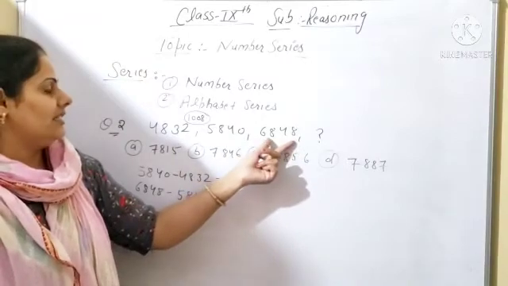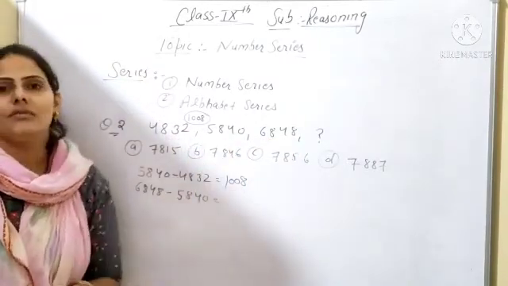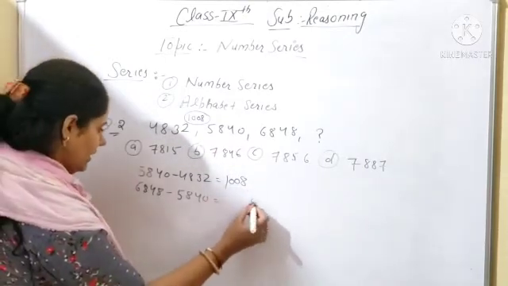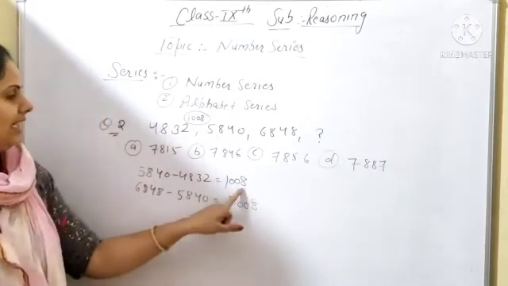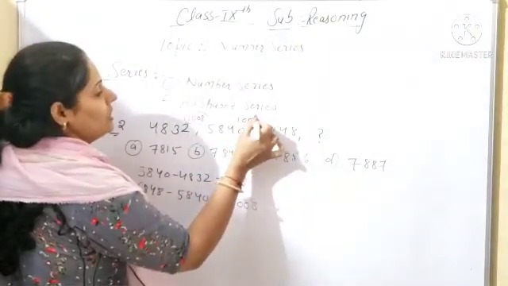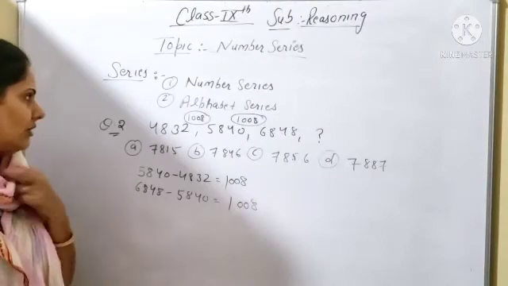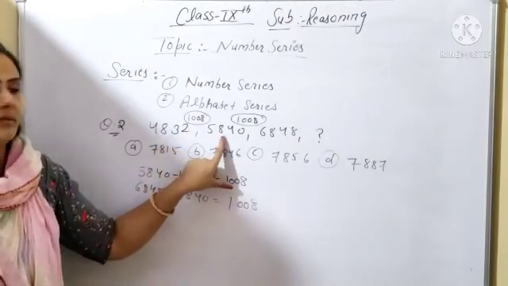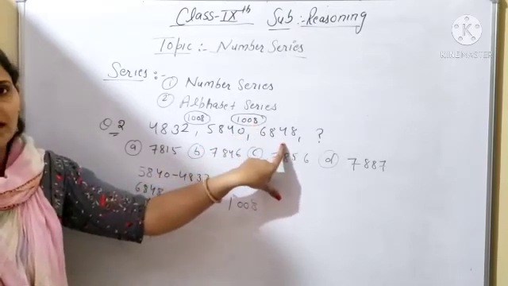Okay, smaller number you will subtract from greater number, beta. So that's why I am writing the greater number in first position and the second one is 5840. Clear? Now you will subtract. So here what will you get? 1008. The same number you are getting here also, 1008, 1008. It means the pattern you will follow is 1008. In all the numbers you will add 1008. It means 4832 plus 1008 you are getting 5840. 5840 plus 1008 you are getting 6848.